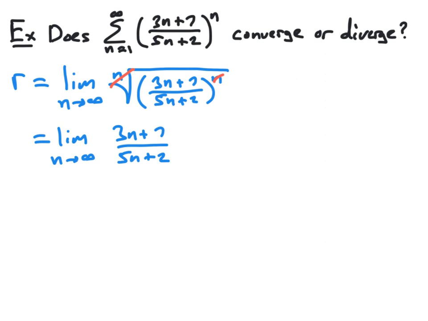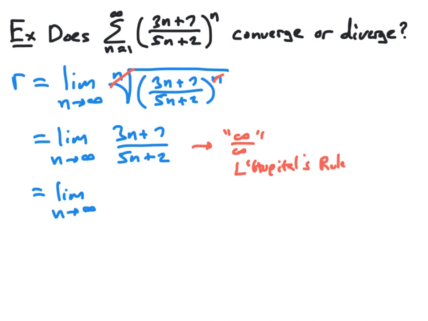To compute this limit, we could multiply the numerator and denominator by 1 over n, or we could also use L'Hôpital's rule here. It's also a very straightforward computation. Here, as n goes to infinity, we're going to get an infinity over infinity indeterminate form. And so we're going to apply L'Hôpital's rule to this expression. And the derivatives are here very easy to do. The derivative of 3n plus 7 is 3, and the derivative of 5n plus 2 is 5. And so here we get a limit of 3/5, which is less than 1.